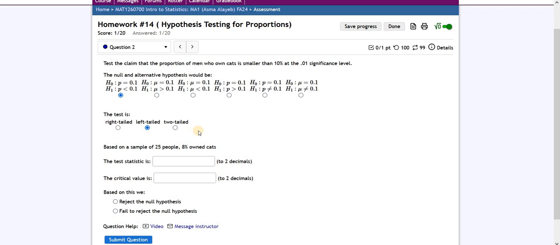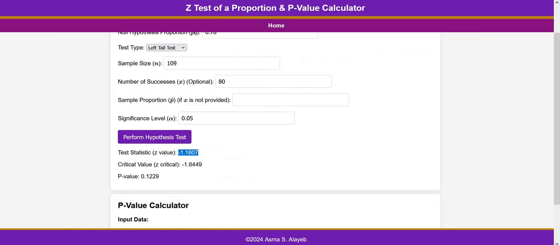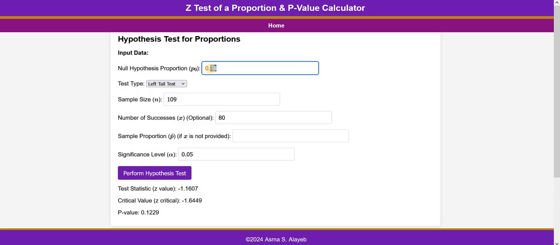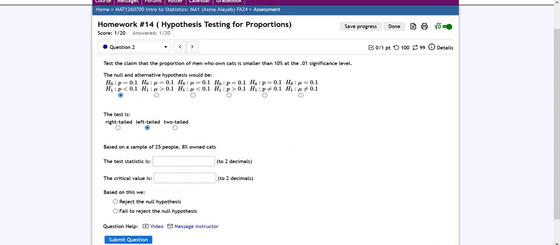Then, based on a sample of 25 people with 8% owning cats, find the test statistic and the critical value. In that case, I will go to the calculator one more time. My null hypothesis states that the proportion is 0.10. The test is a left tail test and the sample size is 25. The x is not given, however, p-hat was given at 8%, so 0.08. And then the significance level was 0.01. I hope I did that right.